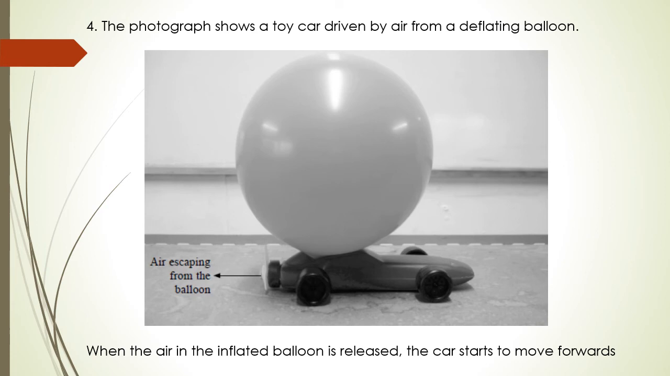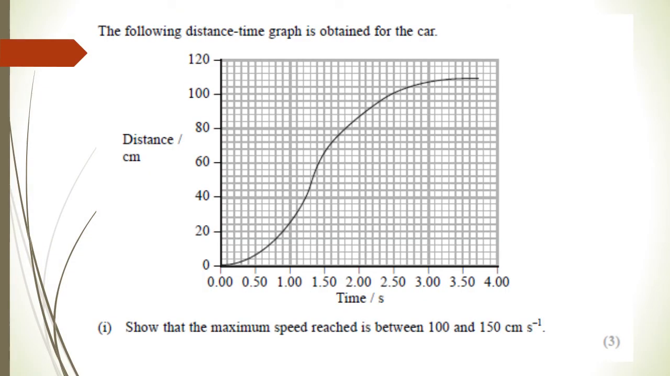And the corresponding distance-time graph is given. See, the following distance-time graph is obtained for the car. Distance is given in centimeters, time is given in seconds. Show that the maximum speed reached is between 100 and 150 centimeters per second. Here the speed unit is centimeters per second, and in the graph distance is also given in centimeters. So no need to convert.